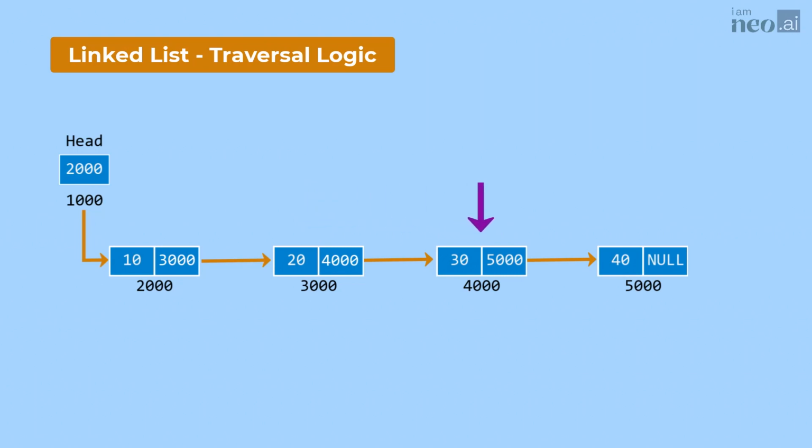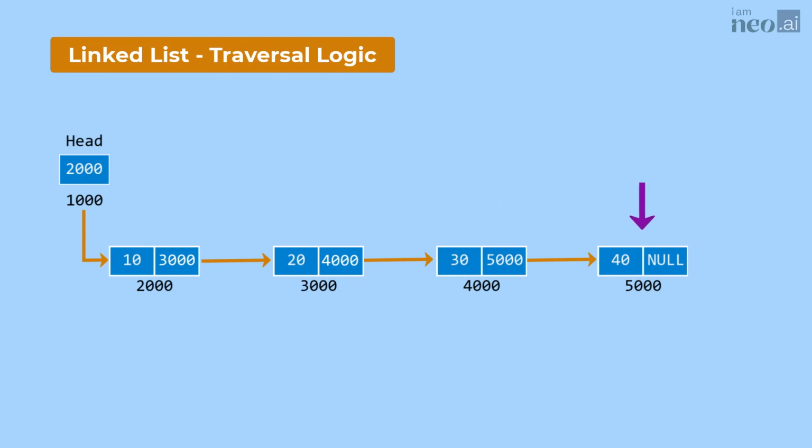So this 4000 is not equal to null. So I'll print the data 30. After printing 30, I'll go to the next node address. So the next node address is 5000. I'll go to the next node. So this 5000 is not equal to null. So I have data in this particular node. I'll print 40. I'll go to the next node.